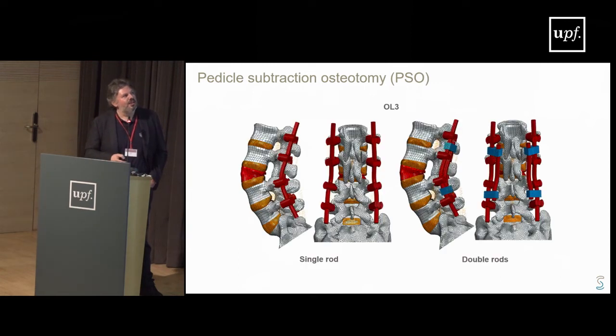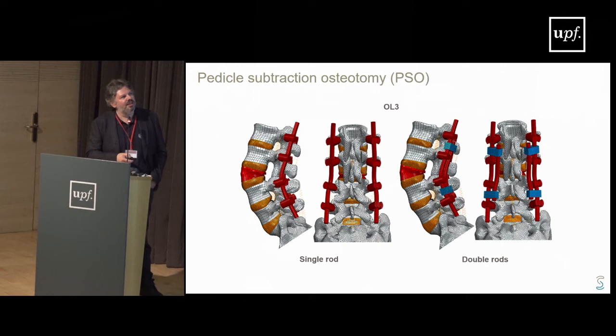These are the models with the fixation. You see that's the model with the single rods, so the standard rod fixation. That's the model with the double rods. So you see that in addition to the main rod, we have an accessory rod, which spans only the part where we have the osteotomy, and is connected to the main rod using these implants which are called dominos.